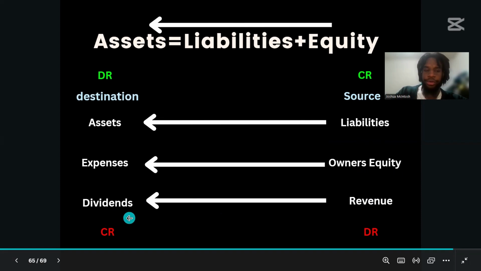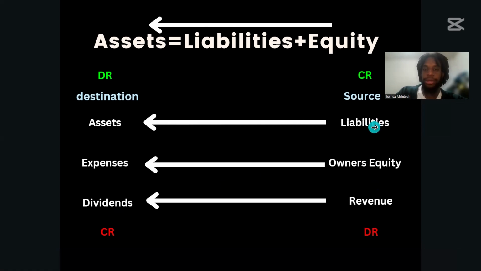Dividends is when an owner cuts a check to himself or when the owner pays himself. That has to be a destination because there is no way an owner can pay himself as a source. And that source has to come from either the liabilities, he can pay himself from a credit card, or owner's equity, he can pay himself from his own money.